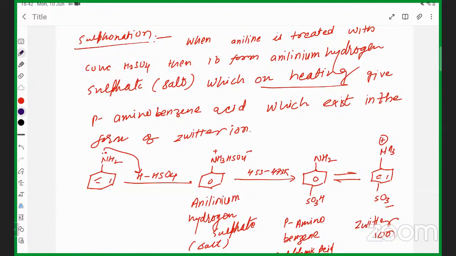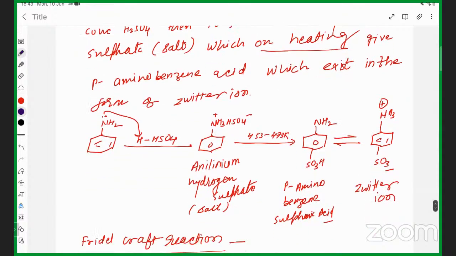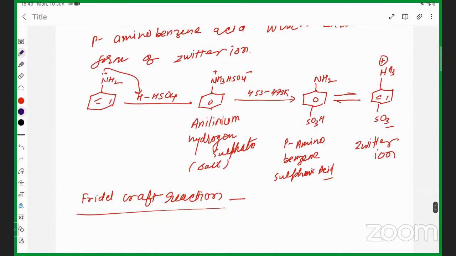There is only one topic left, that is diazonium salt. One class means it will be over. Okay sir, then tomorrow morning you kindly finish this one.